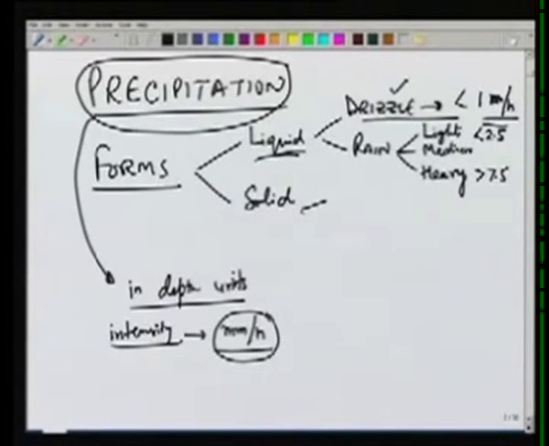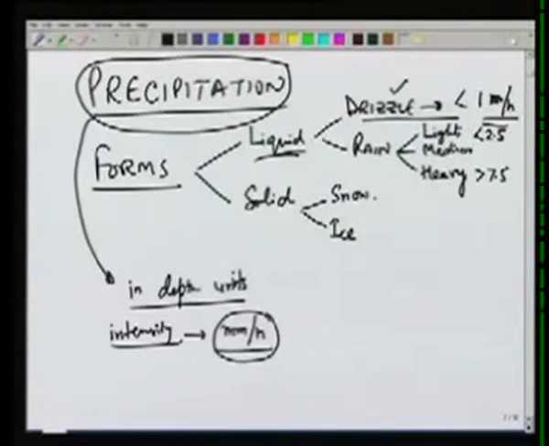In solid, we can have the precipitation in form of snow or ice. Depending on the atmospheric conditions at the place where the clouds are formed and the raindrops are formed and the place at which they are falling, we can have various combinations. Snow has a density which is quite small. So when we measure the precipitation in terms of snow, we typically express it in equivalent water depth.